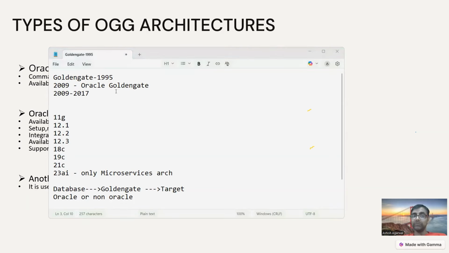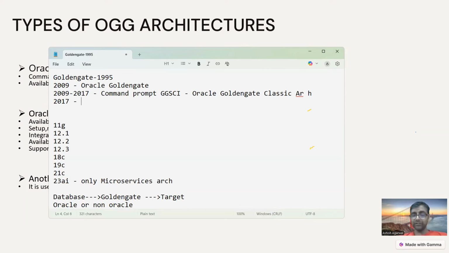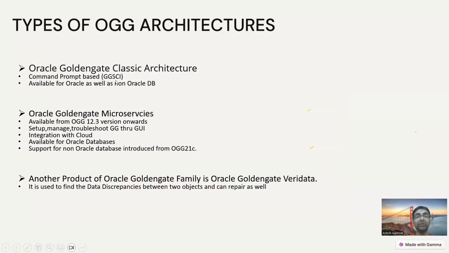And in 2017, they launched a new architecture of GoldenGate, called Oracle GoldenGate Microservices. One of the features of microservices is the GUI, so you can set up and manage GoldenGate through a GUI in the Microservices architecture. So now you have two types of architectures: one is classic and the second is microservices architecture. Oracle GoldenGate Classic architecture is command prompt based, GGSCI based. When you set up, manage, troubleshoot and configure GoldenGate through the GGSCI command prompt, it is called Classic architecture.